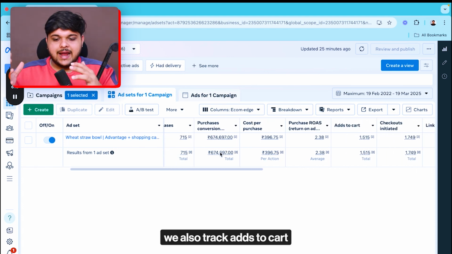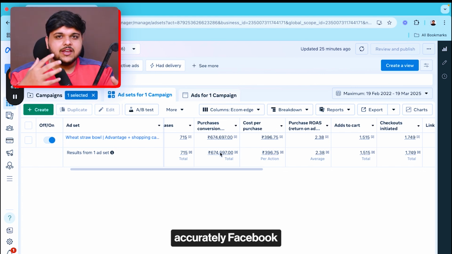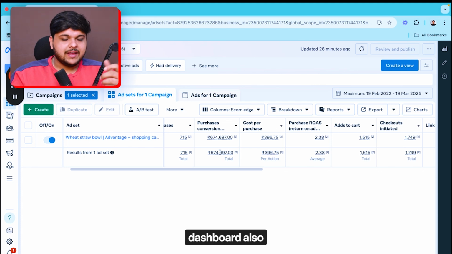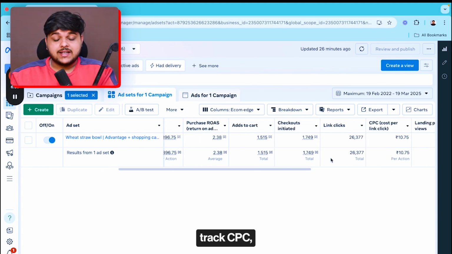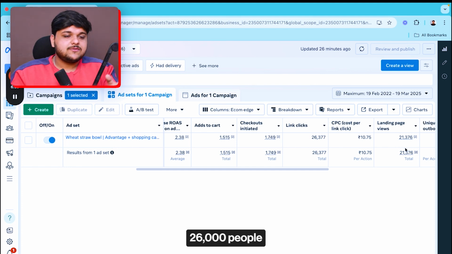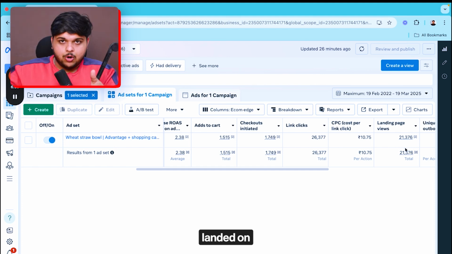After that, we also track add to cart and checkout initiated just to understand how accurately Facebook ads are tracking the metrics, because I can just cross check that with the Shopify dashboard at the same time. Then we also track CPC, that is cost per link click, right? So it's around 10.75. I also track landing page views, and that is very important because the link clicks are 26,000, somewhere around that, and landing page views is 21,000. So you can see that 26,000 people actually clicked on my ad, but 21,000 people actually landed on my website.